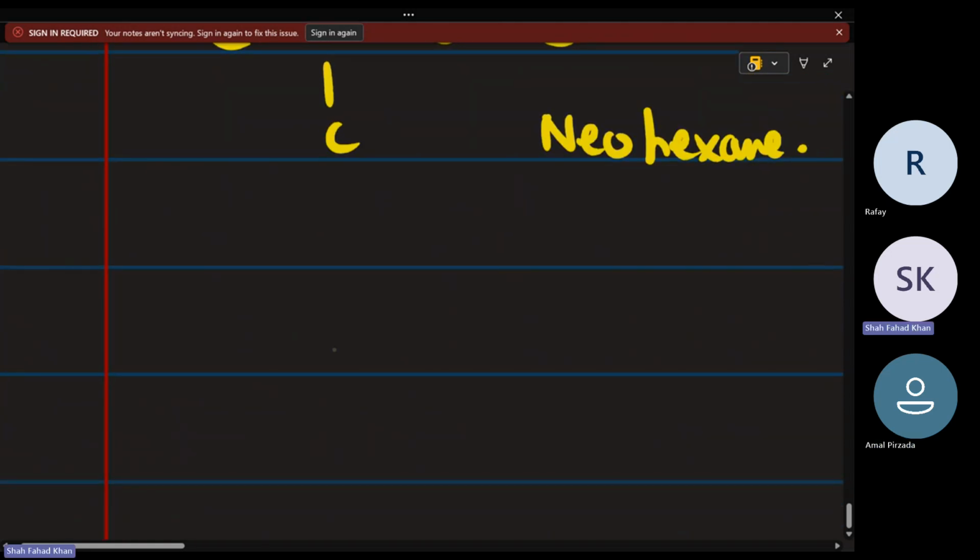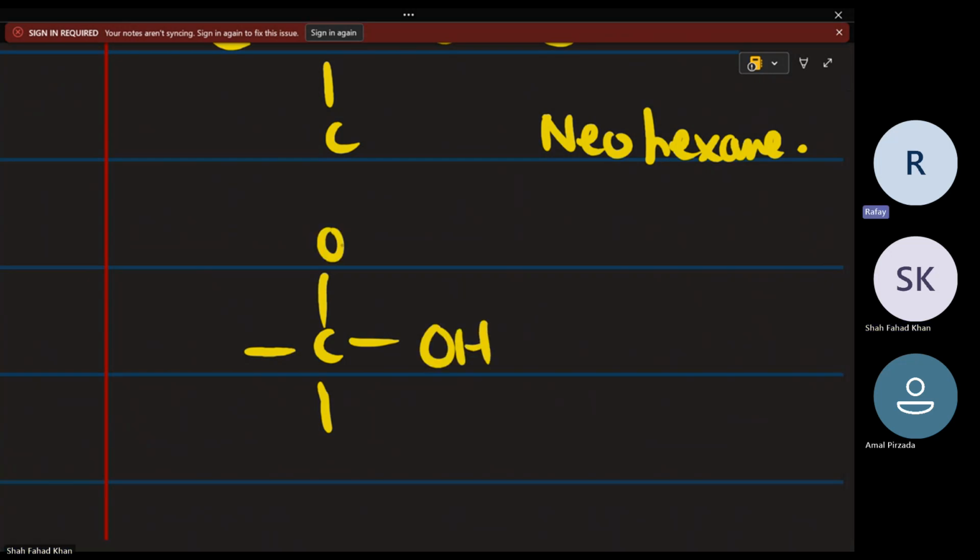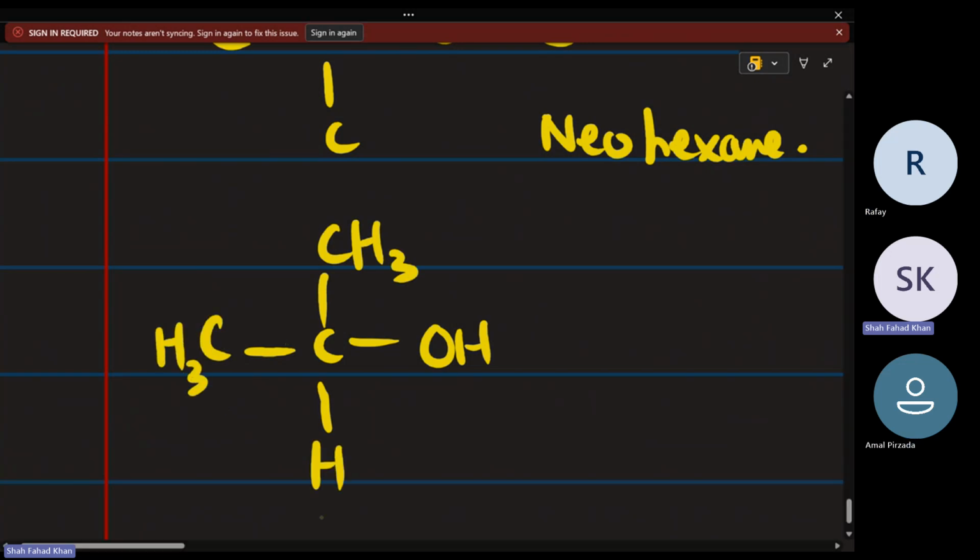What if you have something like this attached to OH? Now, OH is called alcohol, right? So for common naming, now this is only common naming, there's a methyl group on the second last carbon. This is called isopentyl alcohol. Isopropyl alcohol, sorry.